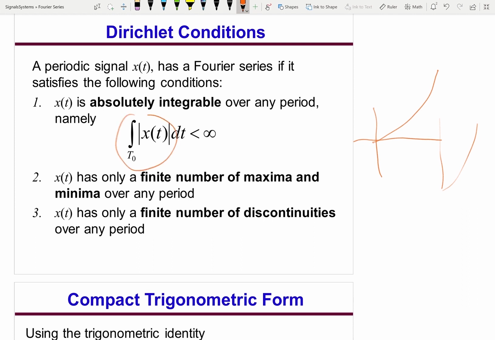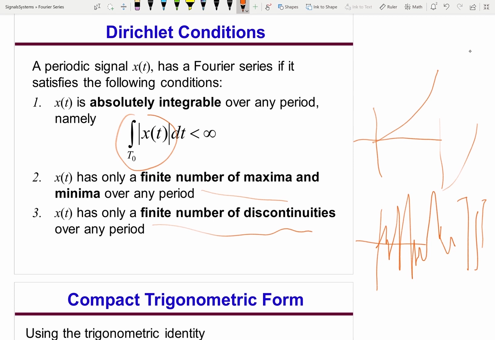So then a periodic signal that goes to infinity will not have a Fourier series. Also, and this is the Dirichlet conditions, it cannot have too many discontinuities or too many maxima and minima. So basically it can't go just like this, or have too many discontinuities in the signal. Most signals are continuous, with few maxima, minima, and few discontinuities, and definitely don't go to infinity.